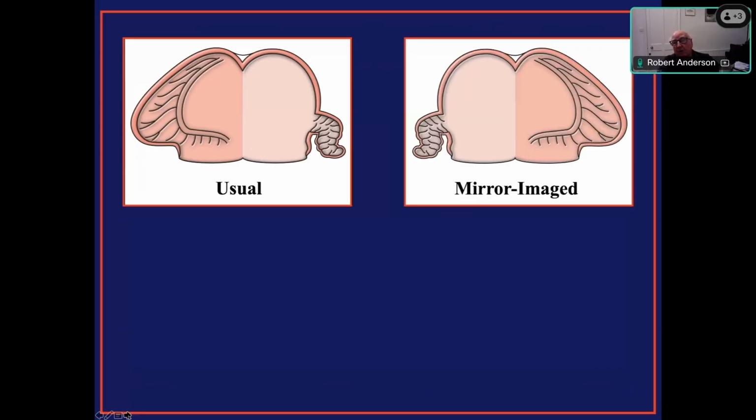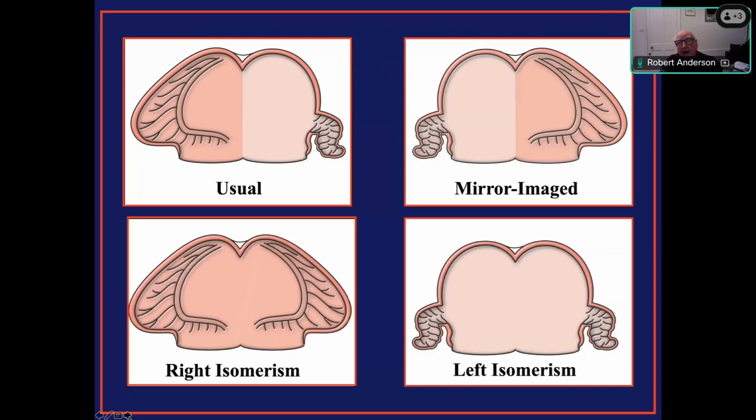In a very small minority of cases, the pectinate muscles running to the crux are left-sided with a smooth right vestibule, and that is mirror imagery. But then we have these other two arrangements in which it is the appendages that are isomeric. And in right isomerism, the pectinate muscles run to the crux on both sides. In left isomerism, we have smooth vestibules on both sides.